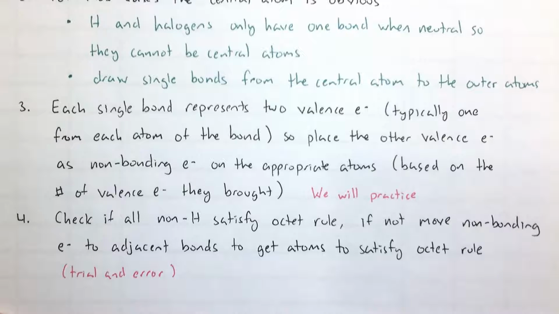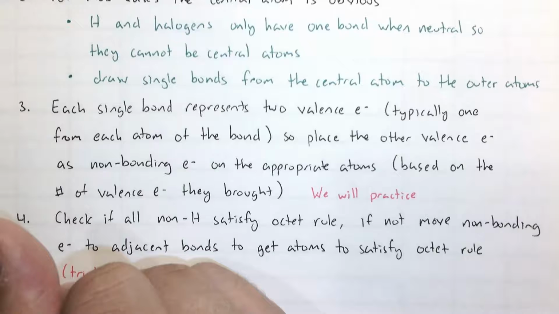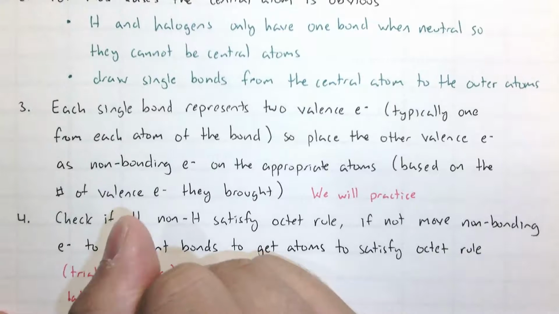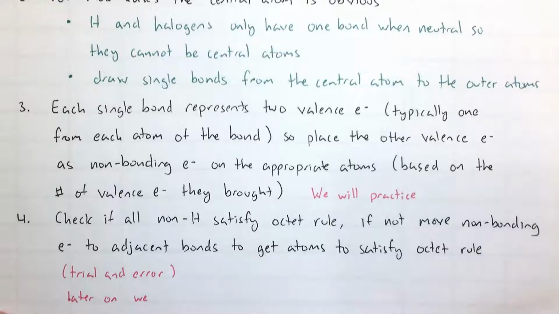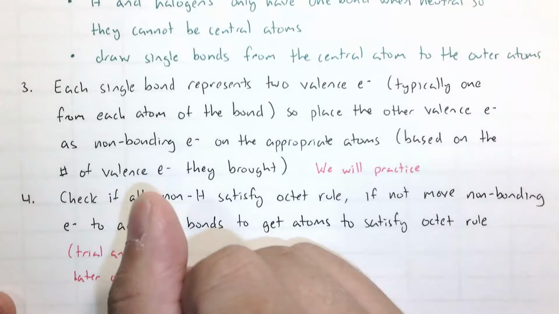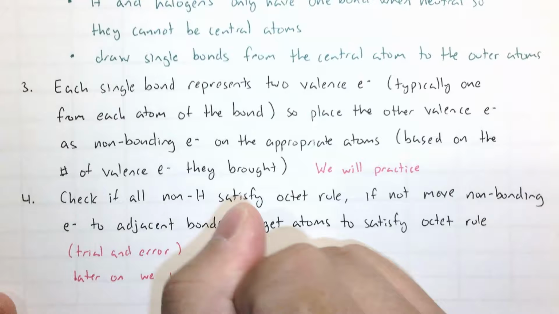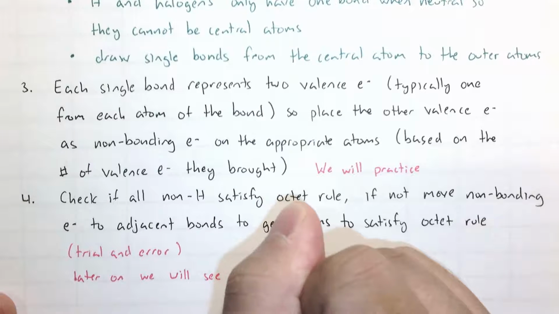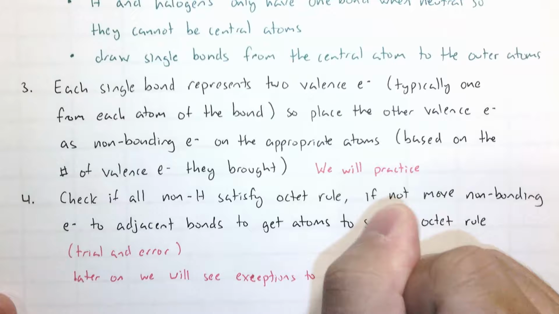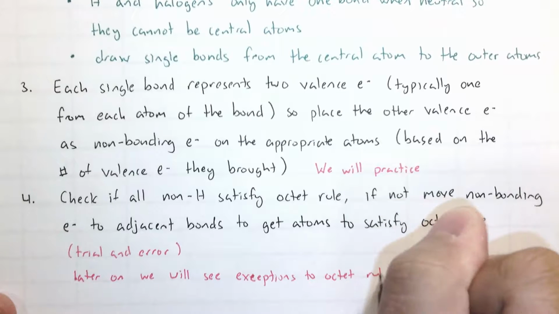The other note before we get to those 6 examples is that later on, not in this video, we will see exceptions to the octet rule.